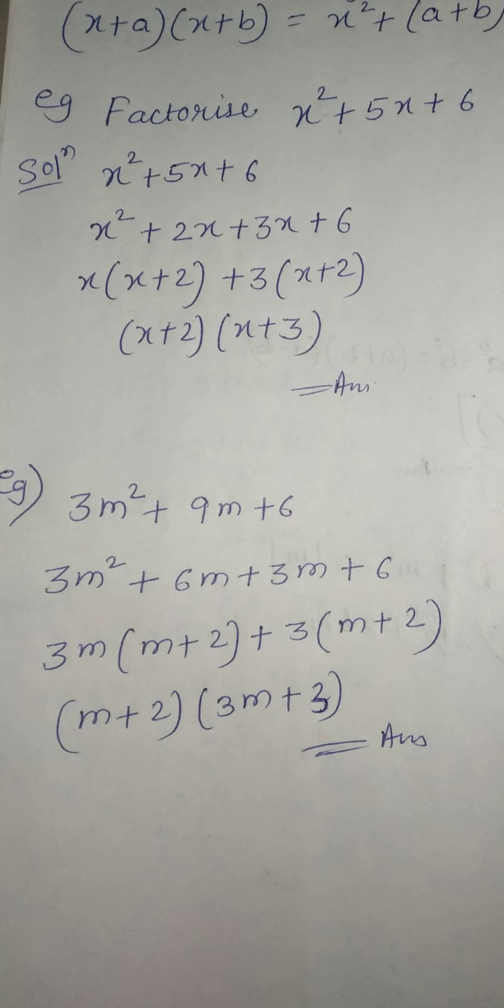So you just distribute the middle term here: 3m square plus 6m plus 3m plus 6. From the first and second term you have 3m common, and what is left? m plus 2. And in the third and fourth term again 3 is common, and what is left? m plus 2. So in these two terms the common factor is m plus 2, and what is left is 3m plus 3. So your factors are m plus 2 into 3m plus 3.